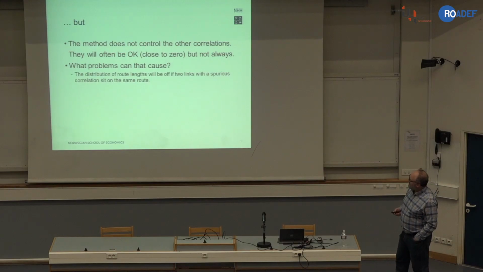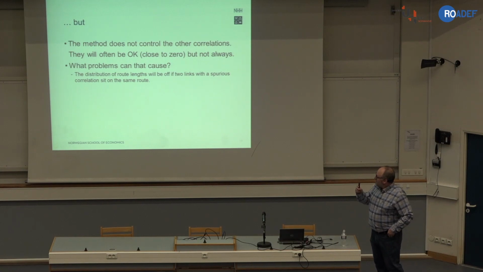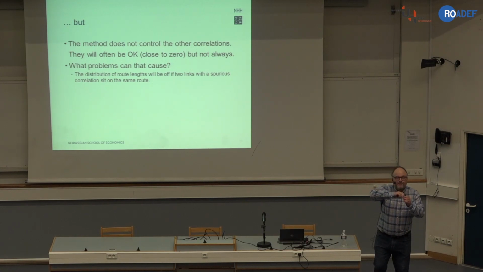So what can that cause? Well, the distribution of the route length, because that's a random variable, and that's where we pay the overtime, it will be off. If there are 2 links on that route that I controlled, they will be right. But there could be 2 links on a route that I didn't control, and they had a correlation that was wrong, and therefore the distribution of travel time on the route will be wrong. So that's something I have to worry about.